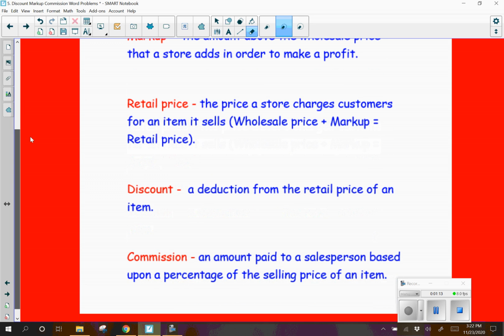Discount we talked about in the last lesson. That's a deduction from the retail price of an item. We talked about coupons that we get for Kohl's, like 30% off coupons. Those would be considered discounts.